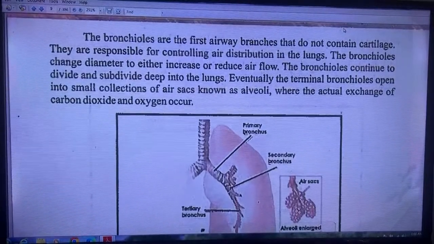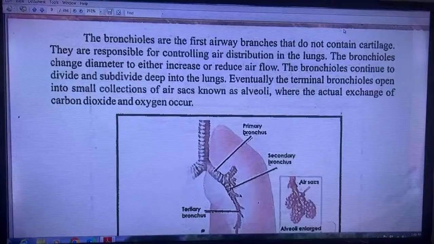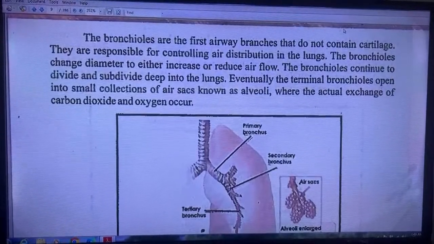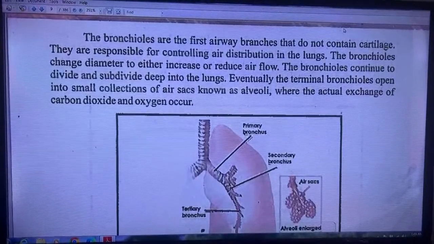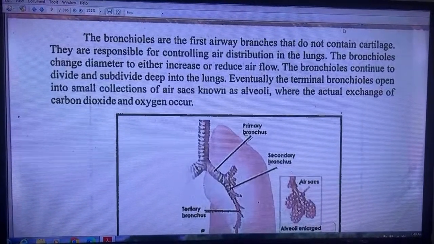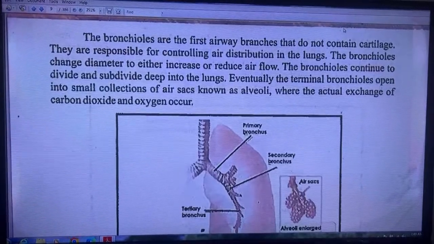The bronchioles continue to divide and subdivide deep into the lungs. Eventually, the terminal bronchioles open into small collections of air sacs known as alveoli, where the actual exchange of carbon dioxide and oxygen occurs.